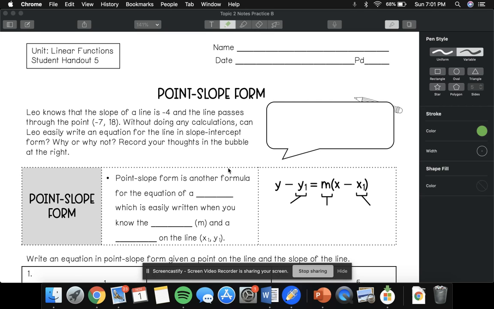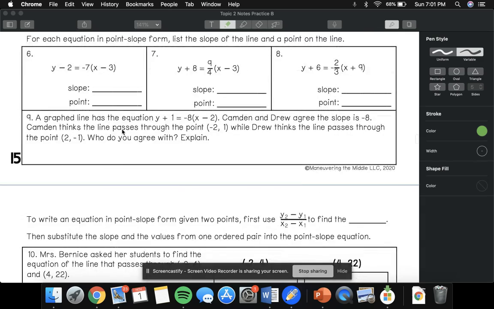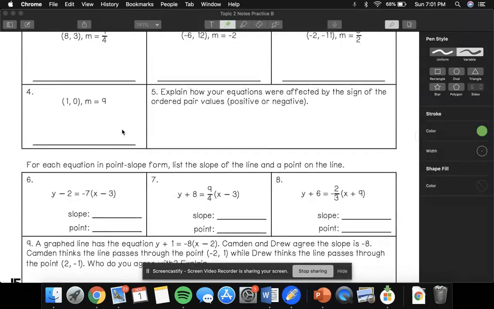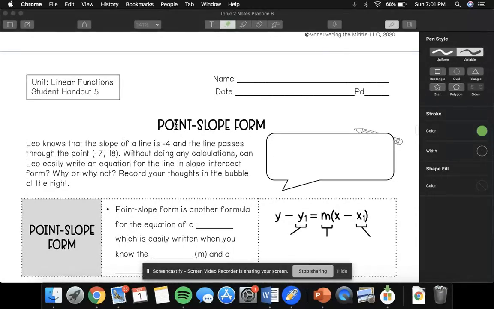All right, today we are going to talk about a different form than slope-intercept form. So we're going to open up with this question. We are on pages 15 and 16 in our notes. Again, you probably will need your calculator, and it's called point-slope form.